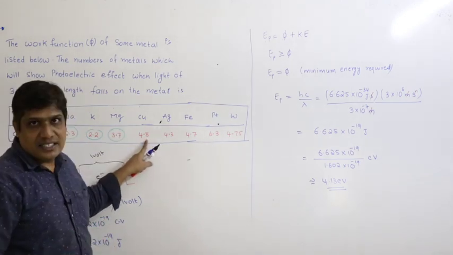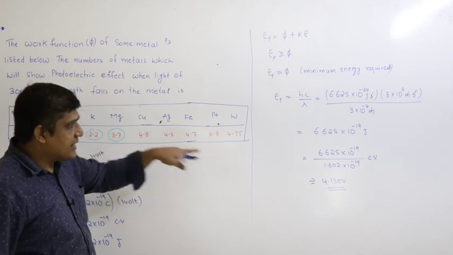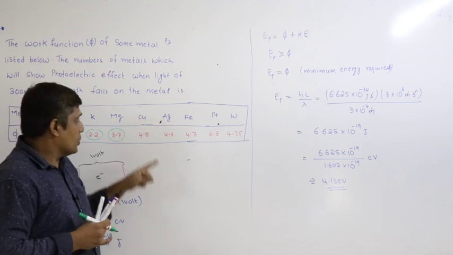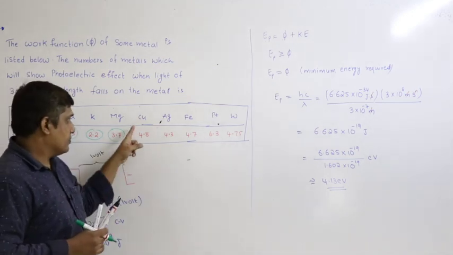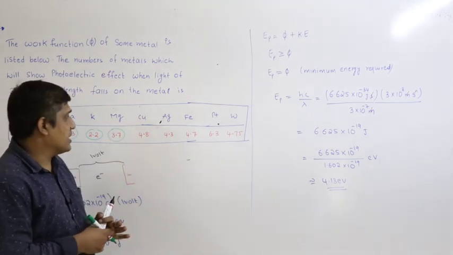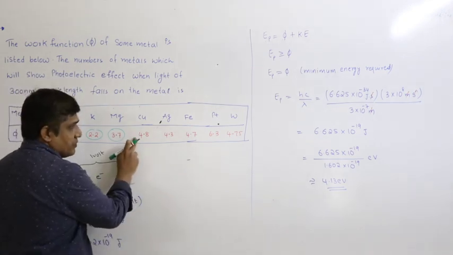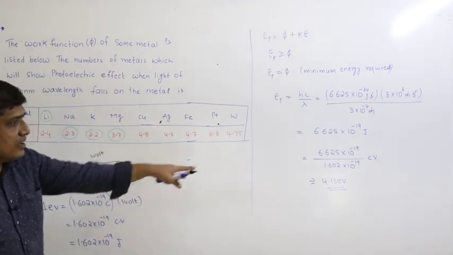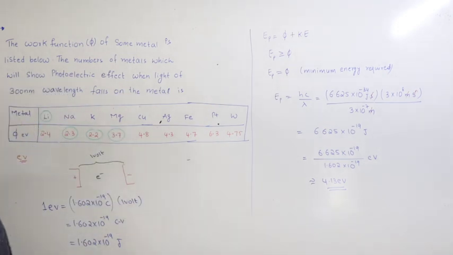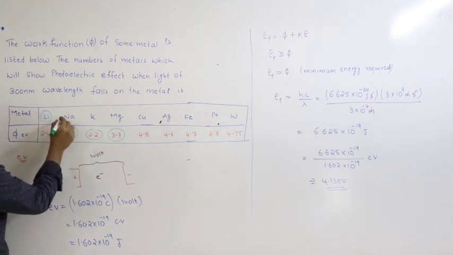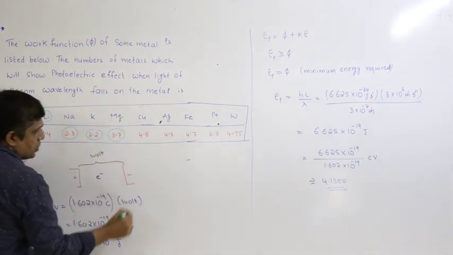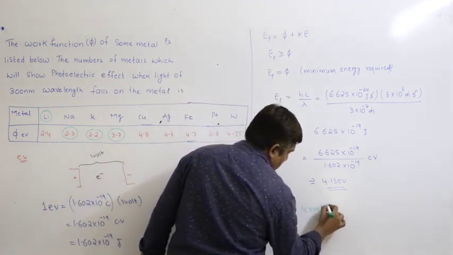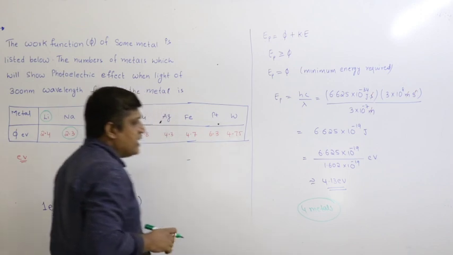Copper 4.8. 4.8 is greater than 4.13. The energy of the photon is not sufficient to provide the minimum energy required to knock out the electron in the case of copper. So it will not show. None of these other elements will show because their work function is greater than the energy of the photon. Therefore, how many elements? 1, 2, 3, 4. So a total of 4 metals can show.